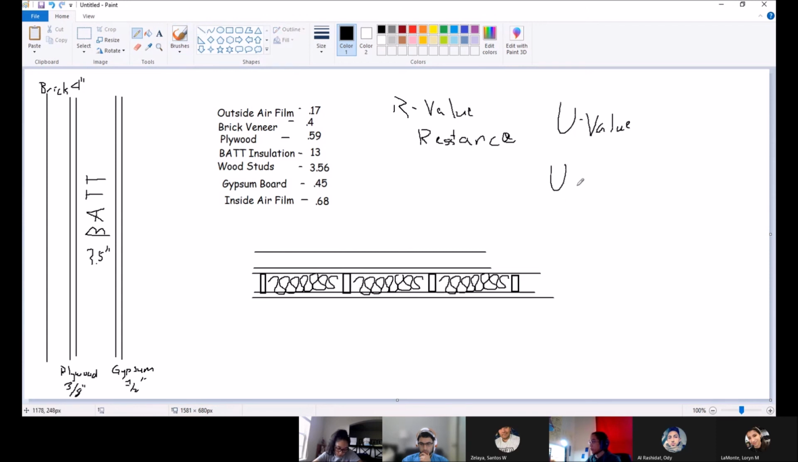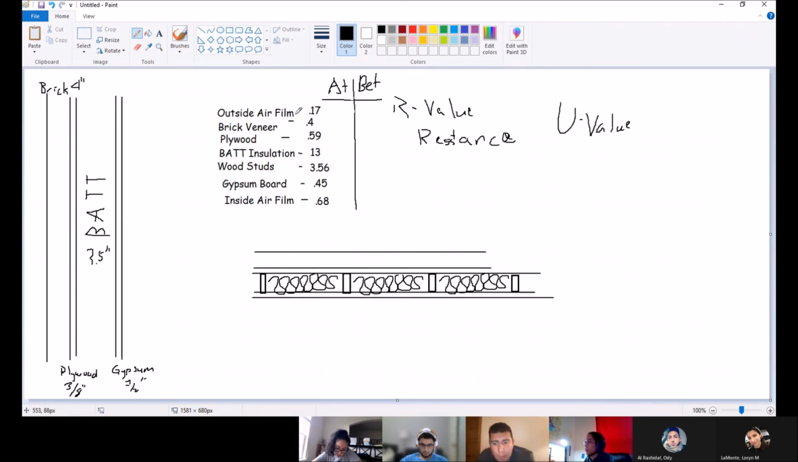So let's just take the U value of a stud at the stud. So it would just be 0.17. So at, and then between.